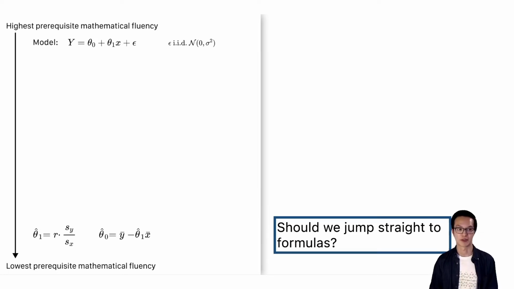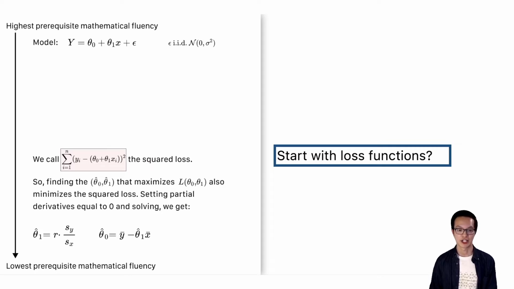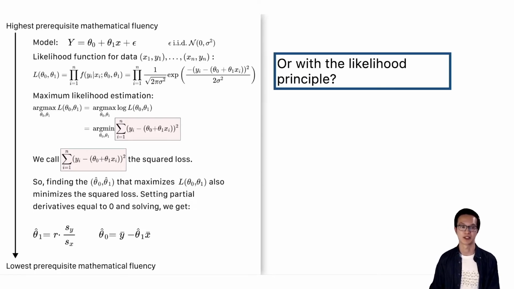A more advanced way to present this would be to start by defining a loss function, which measures the difference between our model's predicted values and the true values. We can then derive the formulas for the model parameters by minimizing the loss function. So in this case, we could derive the formulas for the slope and intercept of a linear model. An even more advanced step would be to start with a likelihood principle, or maximum likelihood estimation. By using maximum likelihood estimation, we can derive the loss function, which in turn derives the formula.